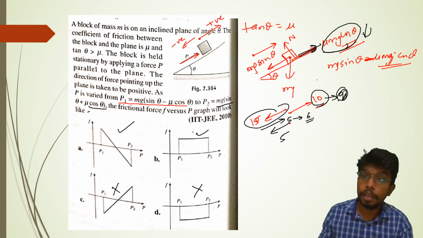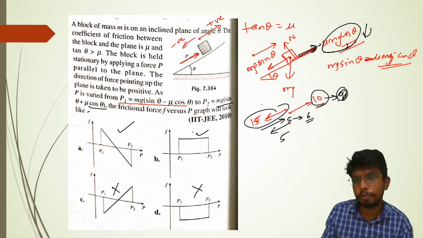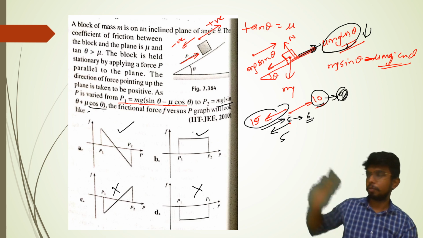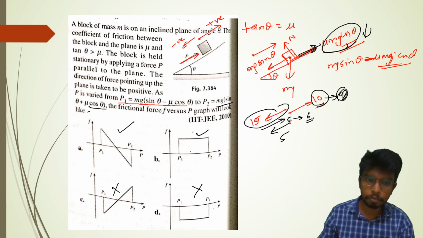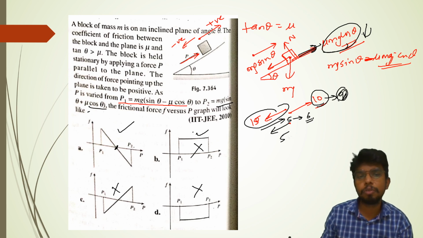Coming to these two. Now what happened? I continuously increase the force to 15. Now this 15 is balancing the 15 down. My force is also 15. At that time friction does not need to work, so at this point friction is 0. Here friction is not becoming 0, so that option is out.